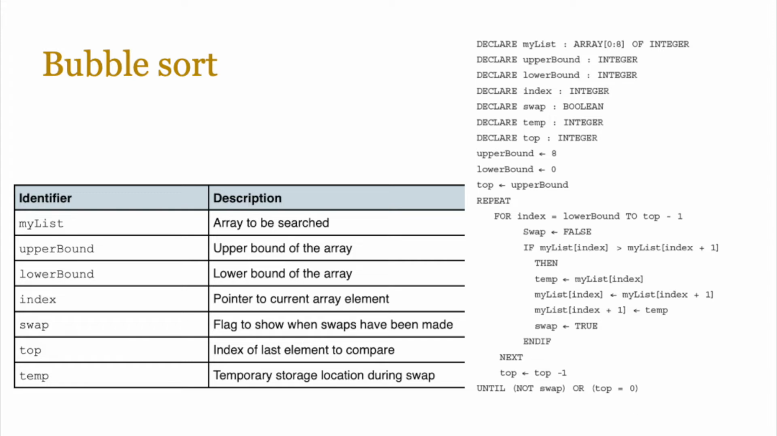We then exit out of the loop and we reduce the value of top by 1, because we now know that the 8th value is sorted. So we're going to go to 7, then 6, then 5. We start decrementing the comparisons one by one, and then we go through the loop again, reduce the value of top, go through it again until the value of swap ends up being false, or we reach top equals 0, which is the lower bound.